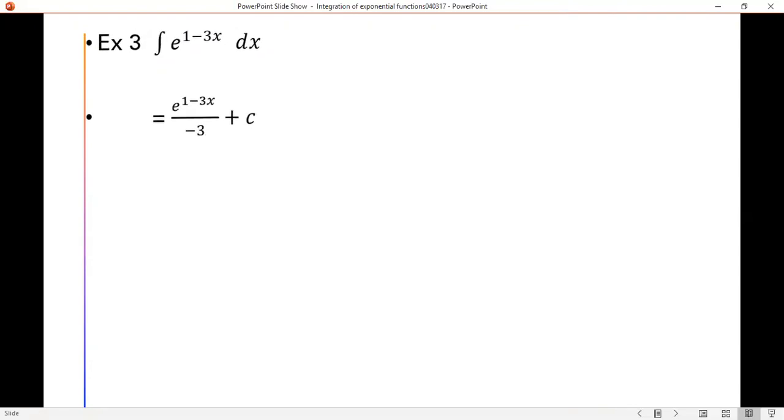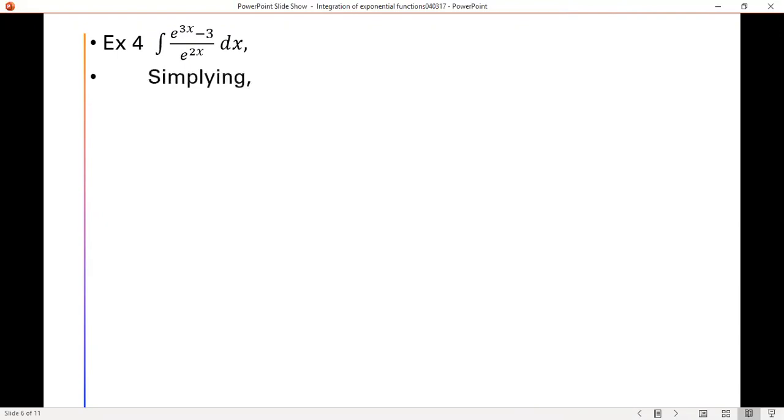Next example. Integration of e to the power of 3x minus 3 divided by e to the power of 2x dx. So here you need to divide, simplify, and then integrate. So we have e to the power of 3x divided by e to the power of 2x, minus 3 upon e to the power of 2x. So here we have to use law of indices. We have e to the power of 3x minus 2x.